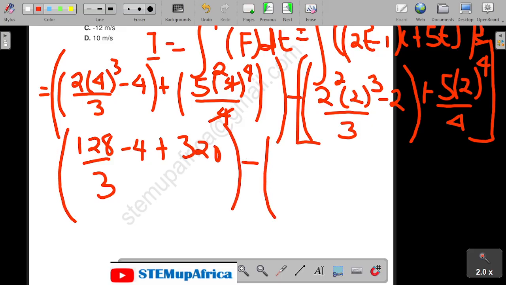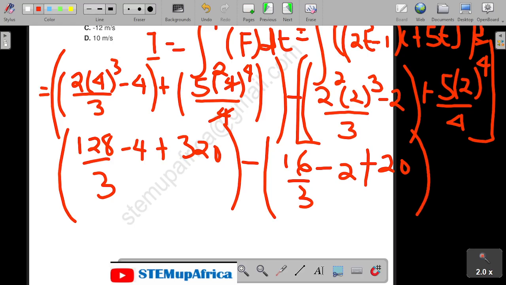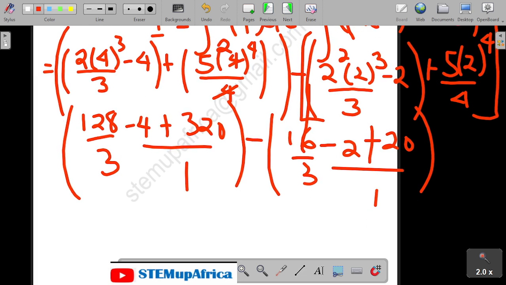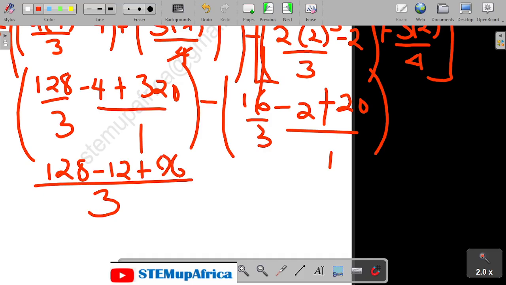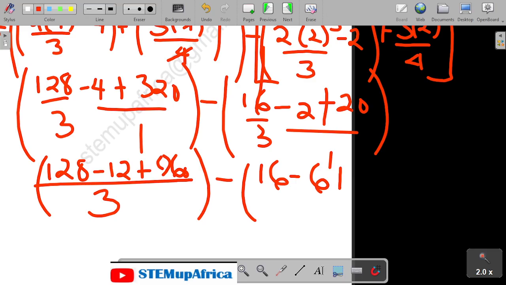Minus, we'll do the same thing here. 2 raised to the power 3 is 8 times 2, that is 16 over 3 minus 2 plus 2 raised to the power 4, 16 divided by 4 is 4, which is 20. So if I take LCM here, what will I have? My LCM here will be 3. Here is now 128 minus 12 plus 960 minus, here is now 16 minus 6 plus 60 over 3.